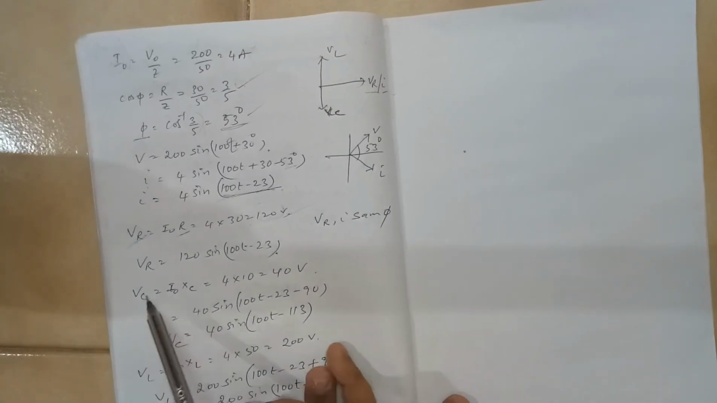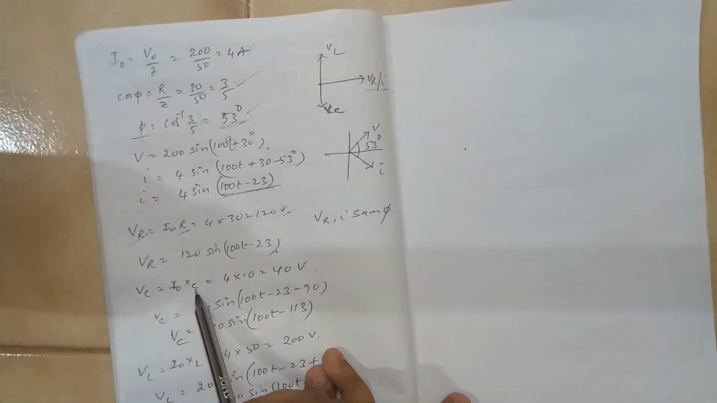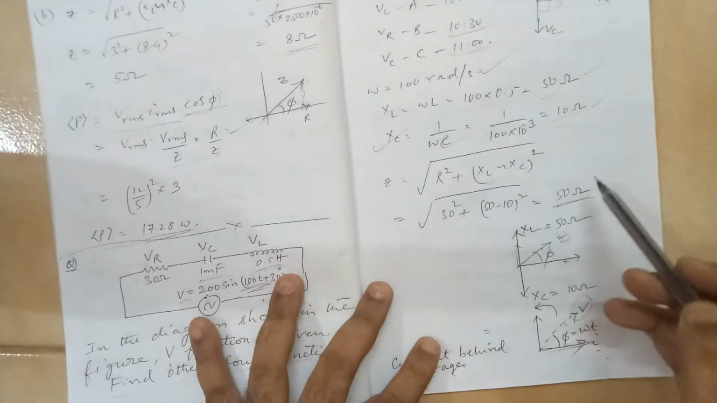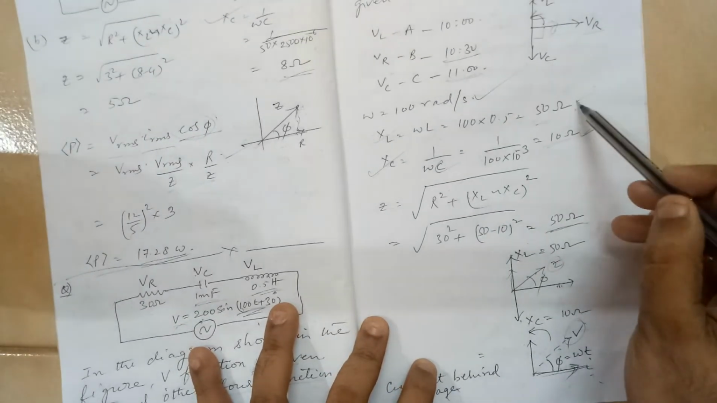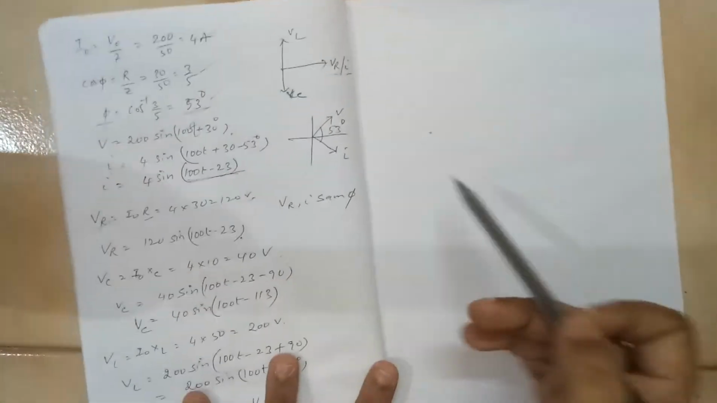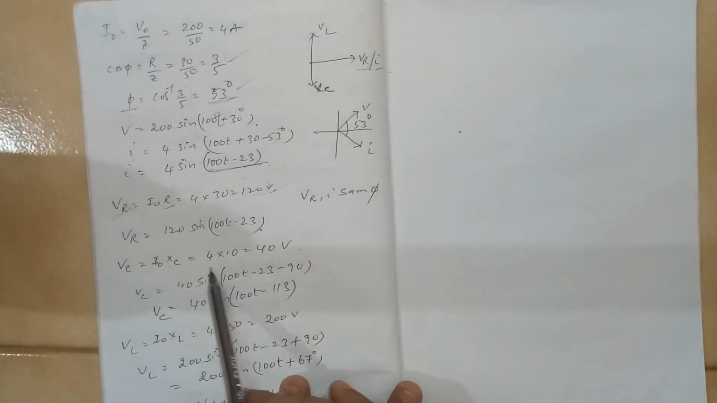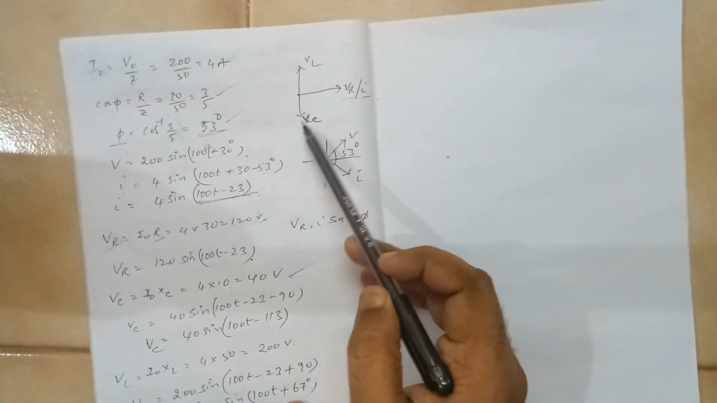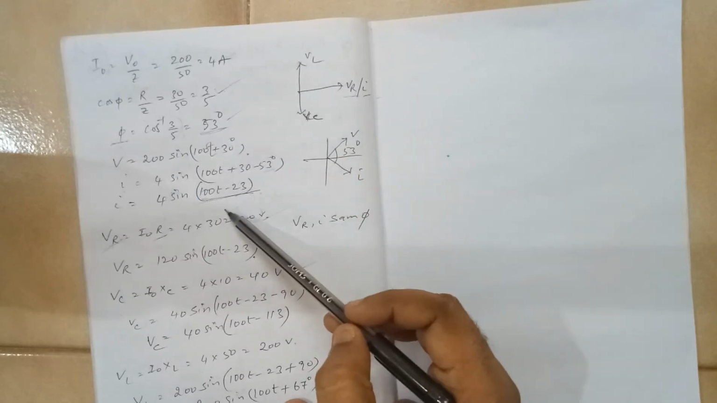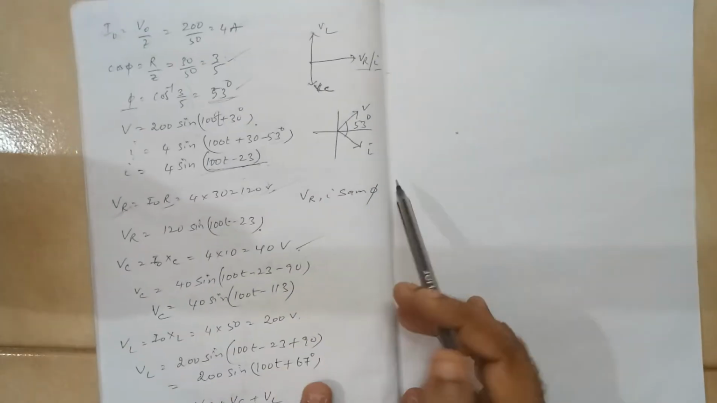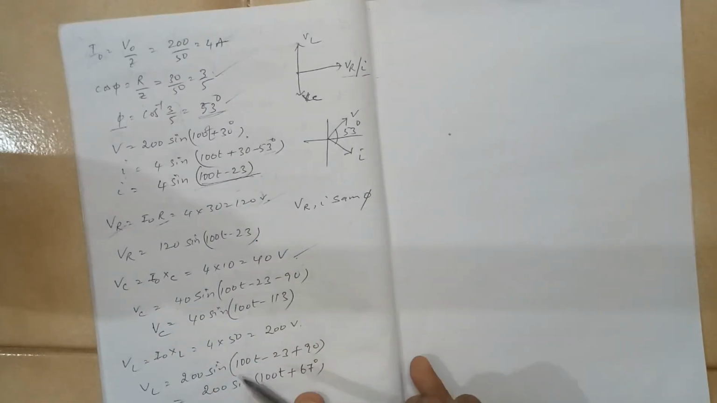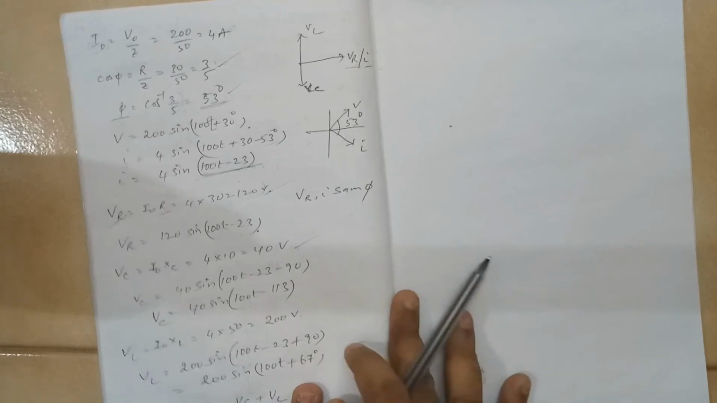So now we need to get the VC value. VC is equal to peak current into XC. XC we have worked out earlier: XC was 10 and XL was 50. So here you get 4 into 10, 40, and VC will be 40 into sine, now we have to see the phase. The capacitor is behind. Whatever is the current or VR, it is behind that by 90 degrees. So current is 100t minus 23, another 90 behind, so you will get minus 113.